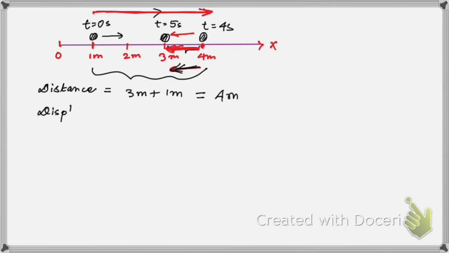And for displacement, the final position is 3 meter and the initial position is 1 meter. So 3 meter minus 1 meter, final minus initial position, is going to be 2 meter.